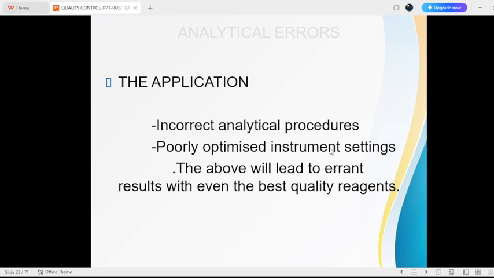Next is the application. That means incorrect analytical procedures or poorly optimized instrument settings. The above will lead to errant results even with the best quality reagents. If we are using a good quality reagent also, if any issues occur during the optimization of the instruments or incorrect analytical procedures, we never get a good quality result. So the quality of reagent is very important.